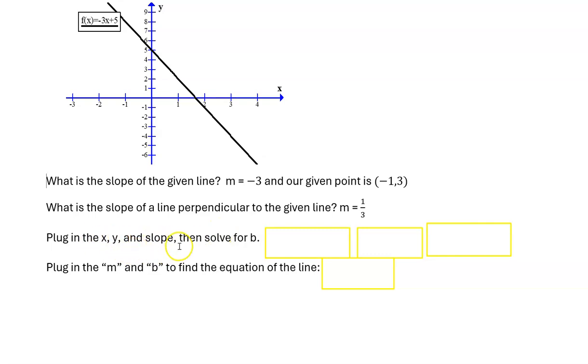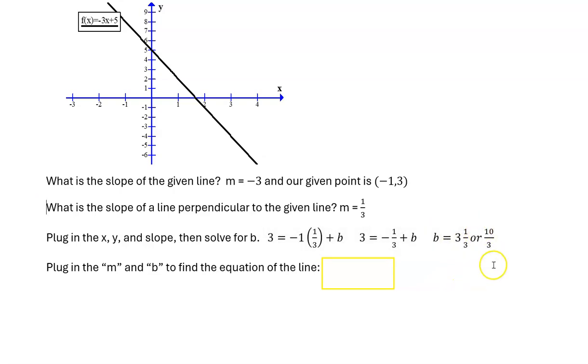Now we're going to plug in x, y, and slope to solve for b. We have our y is 3, our x is -1, and our slope is 1/3. You can see that -1 times 1/3 is -1/3. So that looks like 3 equals -1/3 plus b. And I would add 1/3 to both sides, which would give me 3 1/3 or 10/3.